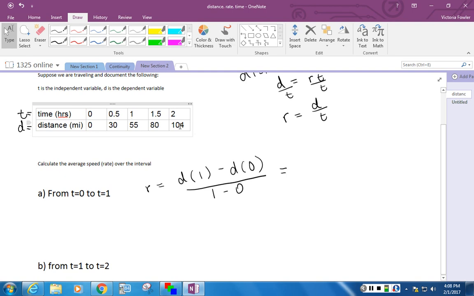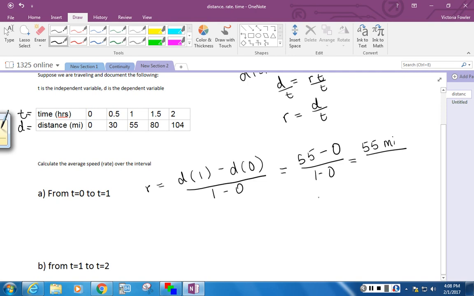So d of 1 is going to be 55, and these are units, but I'm going to save that till the end. So 55 minus the distance I went after no time, which was I went nowhere, all over 1 minus 0. So I have miles over hours. And so I went 55 miles per hour. Okay, pretty basic for that starting example.